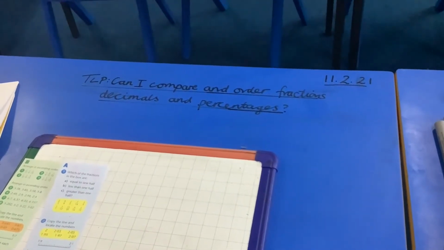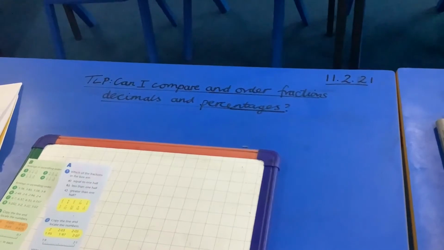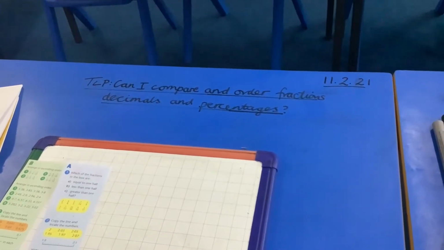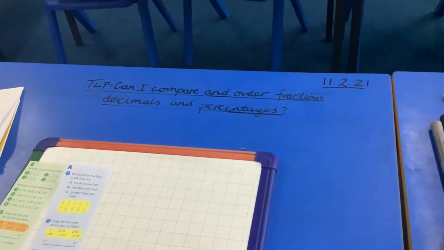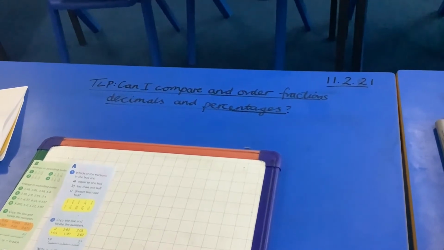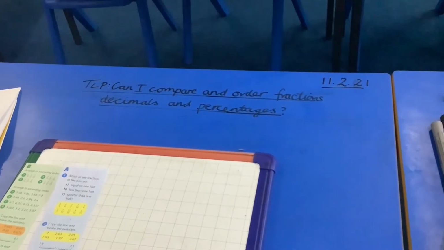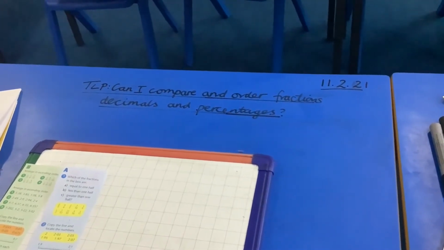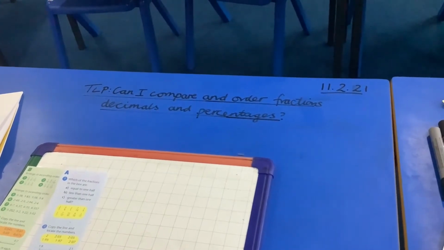Hi Year 6, this is your maths lesson for Thursday the 11th of February. We're just finishing off consolidating all of our learning about fractions, decimals and percentages. So we're comparing and ordering them still. I've got a couple of activities here for you to have a look at.